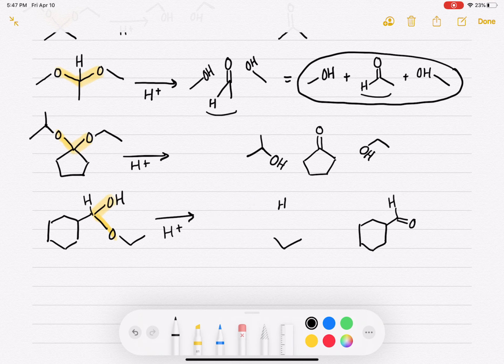Now this looks really weird, what we have left over here, but don't do anything different. We're adding an OH to one, we're adding an OH to the other, which is the same thing as water. That's it. That's all there is to it.